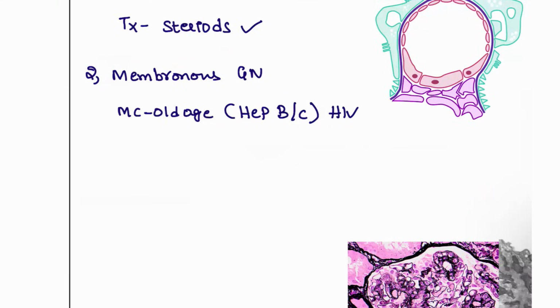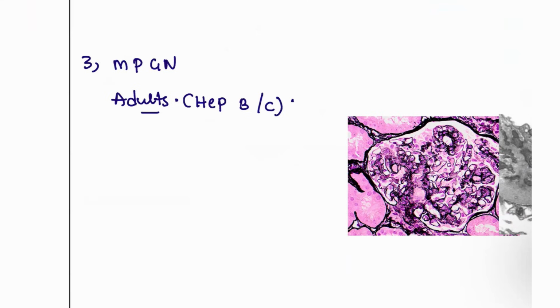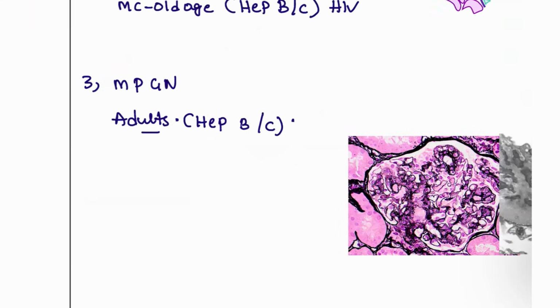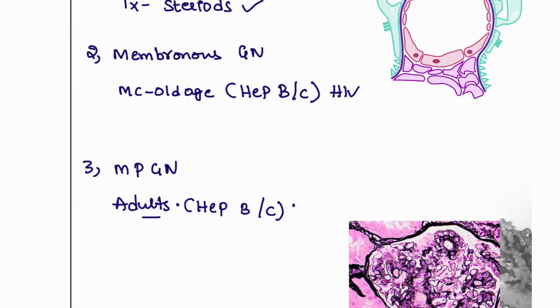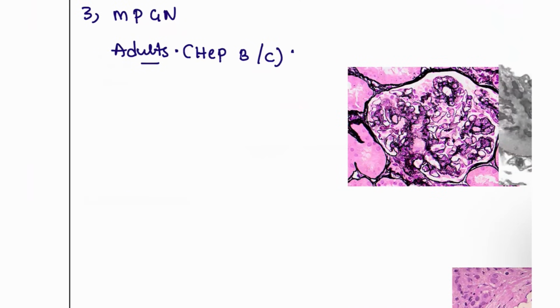Third one will be membranoproliferative glomerulonephritis. This is seen in adults who are associated with hepatitis B and hepatitis C. Hepatitis B, C in adults, then it is membranoproliferative glomerulonephritis. Old age with hepatitis B, then it is only membranous nephritis. On histology, you are going to see the tram track appearance. Tram track appearance is seen in these patients.